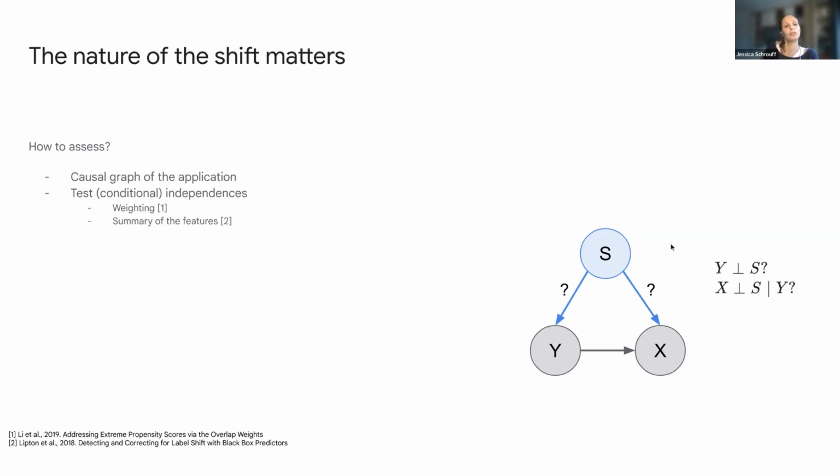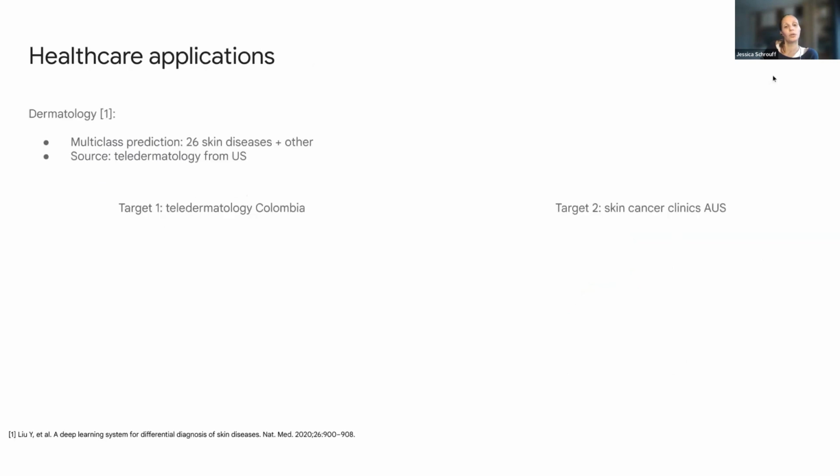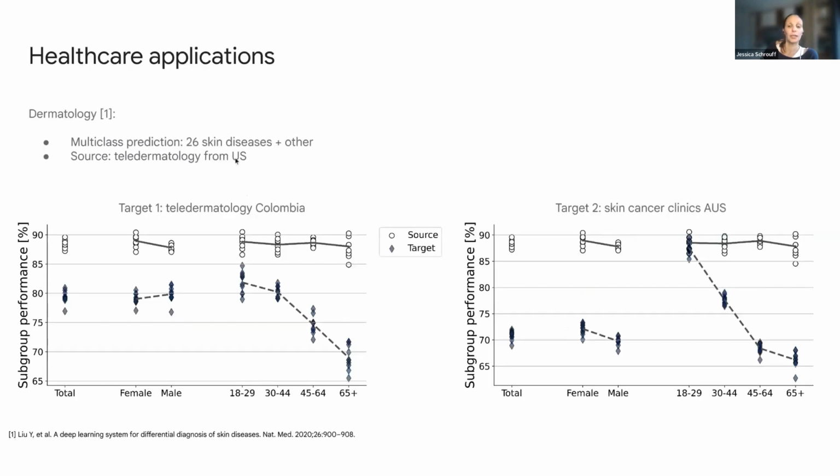So let's look at some data now. We take again the dermatology application, so predicting skin diseases from pictures of skin lesions. This is a multi-class problem. We have 26 skin diseases plus another category that encompasses hundreds of other possible diseases. And our source is teledermatology clinics from the US.